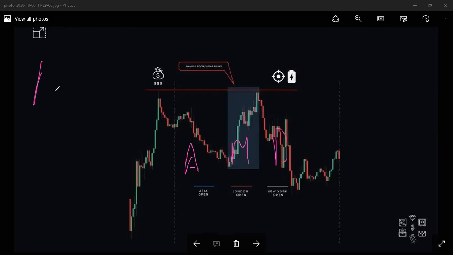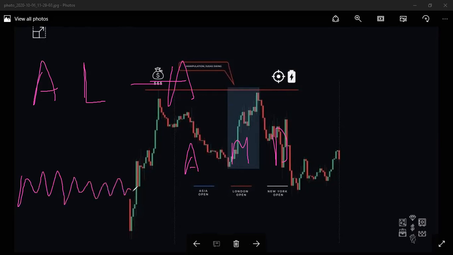No. Sometimes Asia and London are both accumulation. So Asia accumulates, London accumulates also. Then New York will give you the manipulation and the distribution. So if Asia and London are in a range, you should know that New York is going to give you two things: manipulation and the distribution.